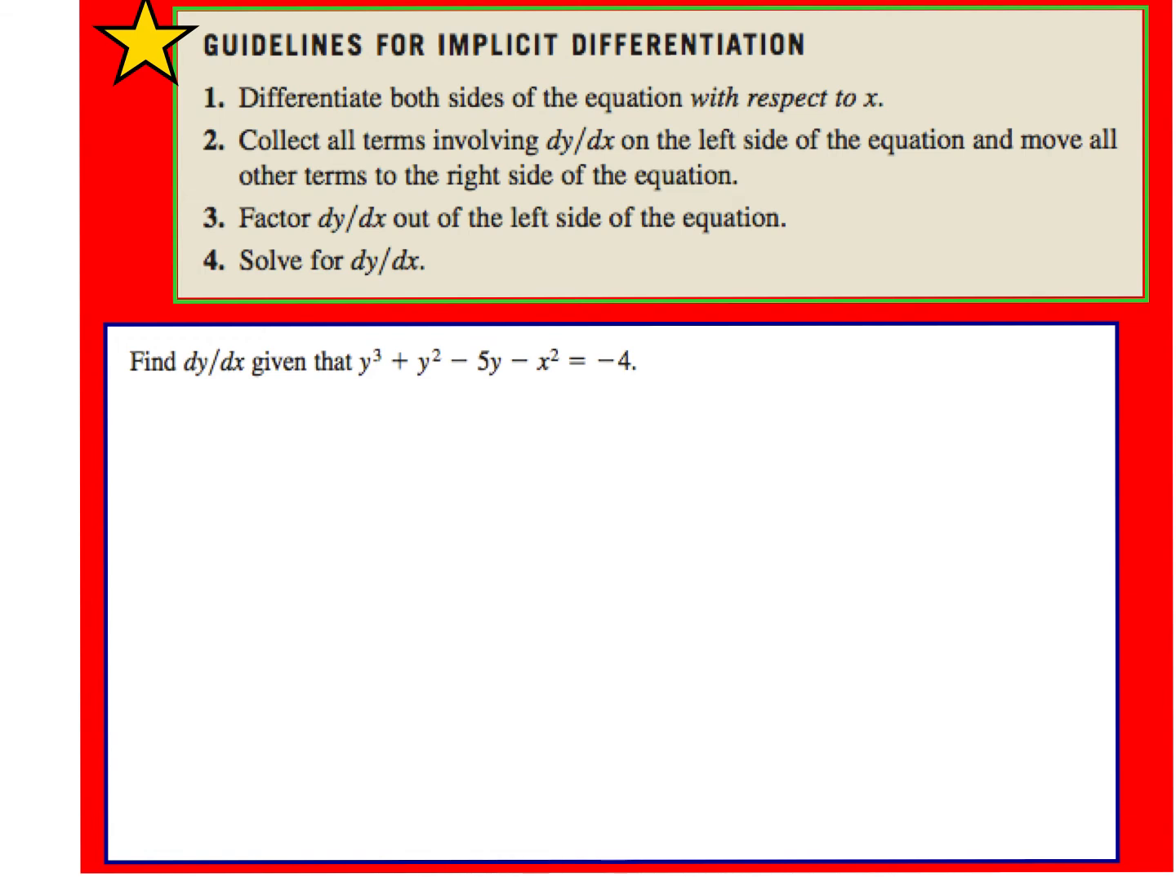Here we go. Let's write this one out. I got y cubed plus y squared minus 5y minus x squared is equal to negative 4. And I want to find dy dx. Let's not forget what we're doing here. What does dy dx represent? The slope of a tangent line. That's what it represents. I'm taking a derivative. I am finding a slope of a tangent line.